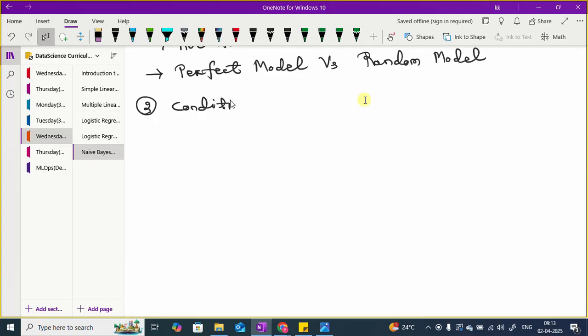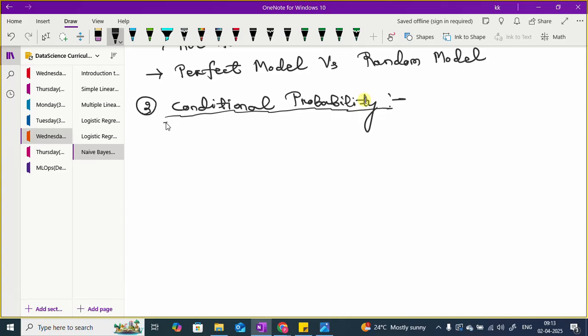Conditional probability. What is conditional probability? You might have seen probability before.